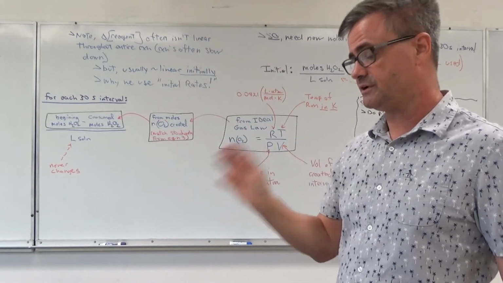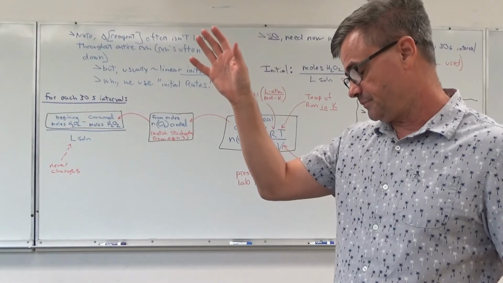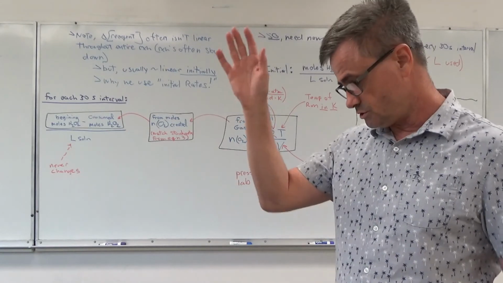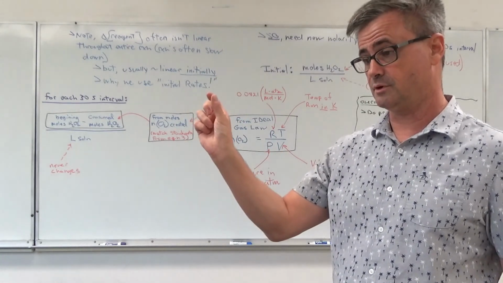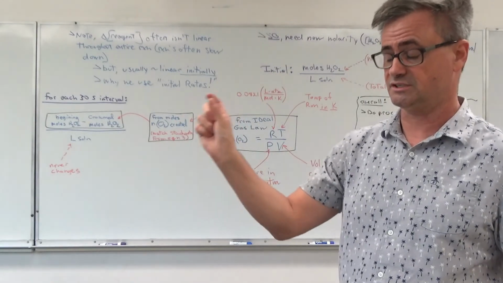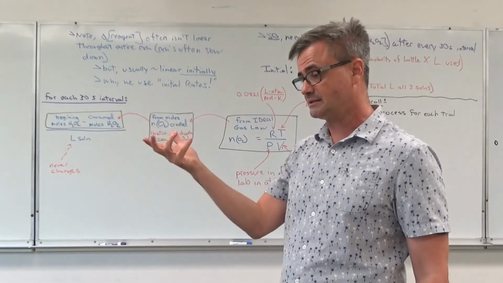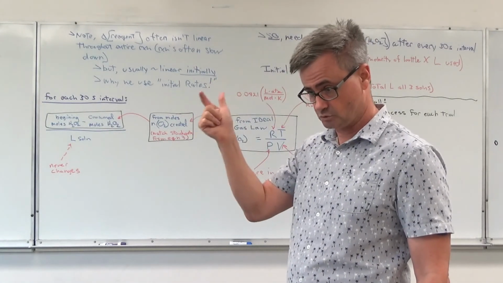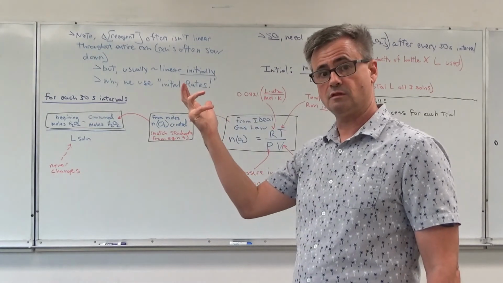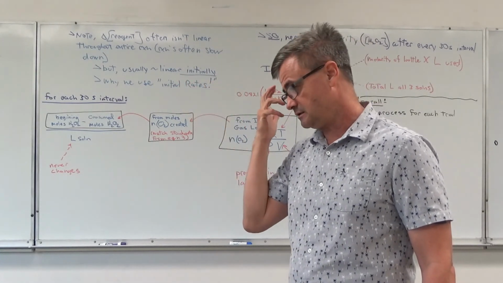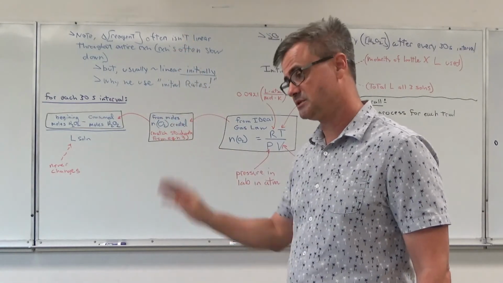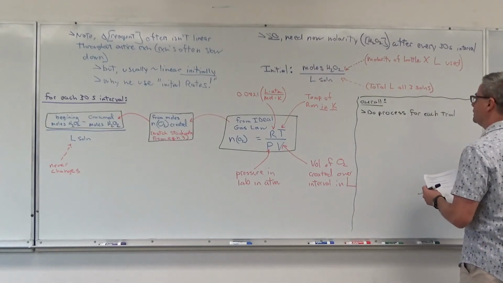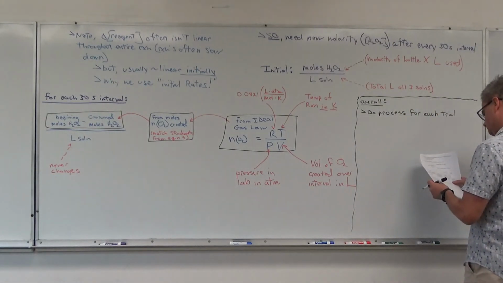Once you know the moles of oxygen, you need to figure out the moles of hydrogen peroxide consumed. Stoichiometry, pay attention to that. Once you know the moles of hydrogen peroxide consumed in that interval, then you need to subtract that from the moles that were left at the end of the last interval. Okay, and then you need to figure out the concentration at the end of that interval. And you need to just copy and paste and do it all the way down the Excel sheet. Okay. All right, so do the process for each trial.